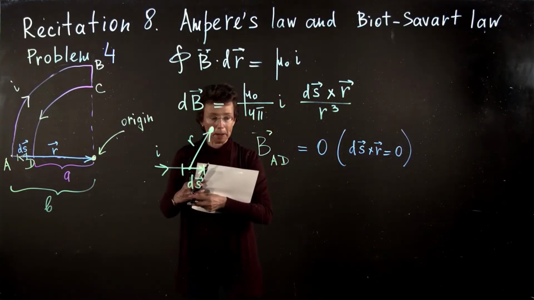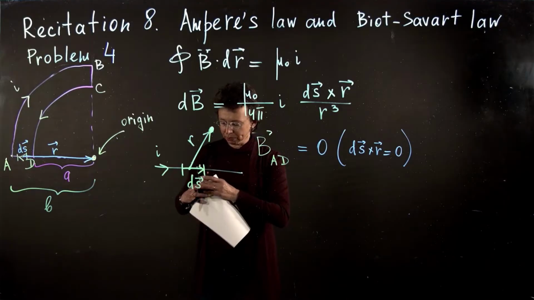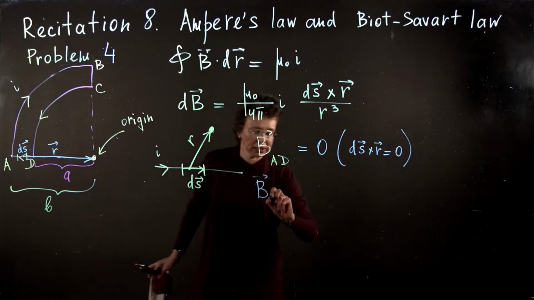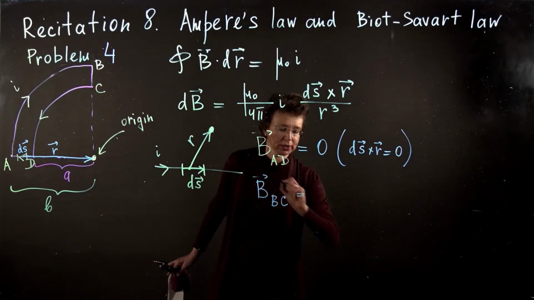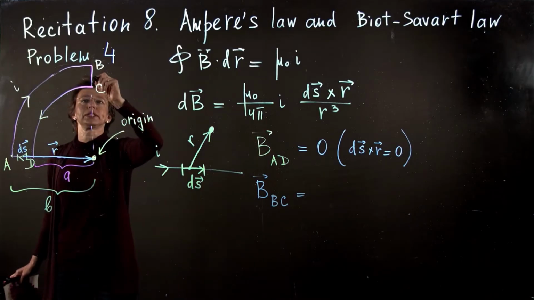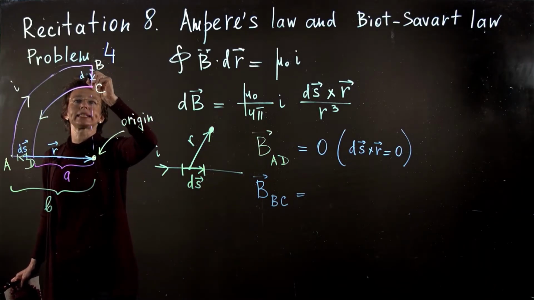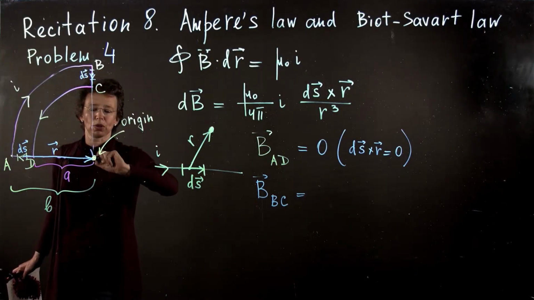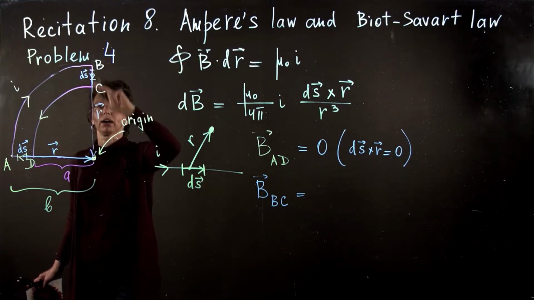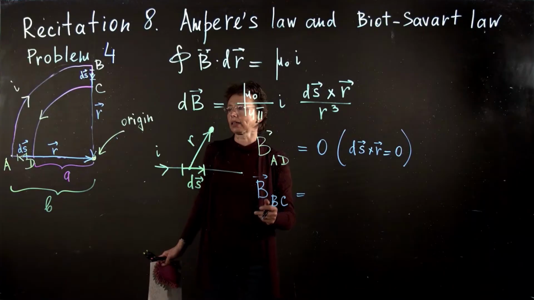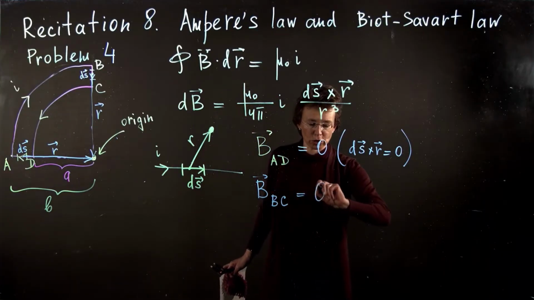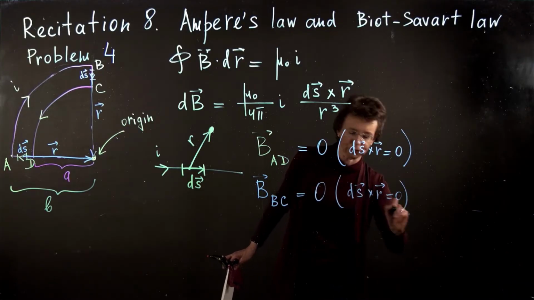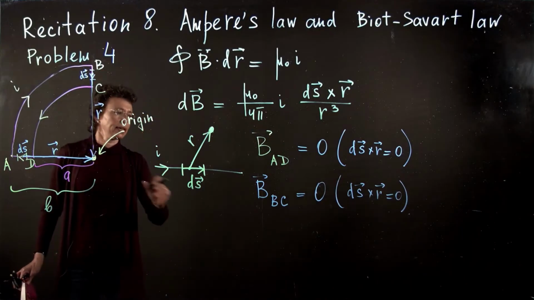Next one will be BC. I use blue for this. Magnetic field created by segment BC. What is the magnetic field created by BC? Current is in this direction. This is my ds. What will be r? r is from ds to the point where we are looking for the magnetic field. This is my r for this case. ds is parallel to r, which means that the cross product ds cross r is again 0, and the magnetic field created by this segment BC is 0.